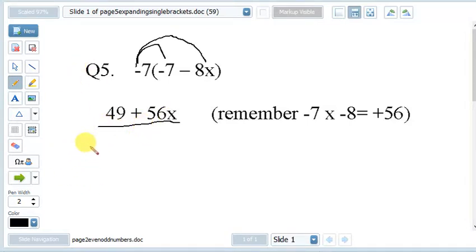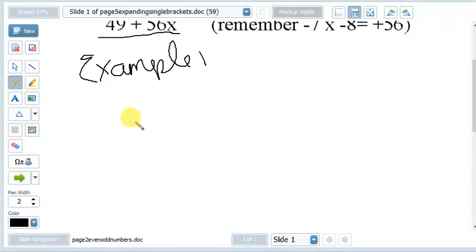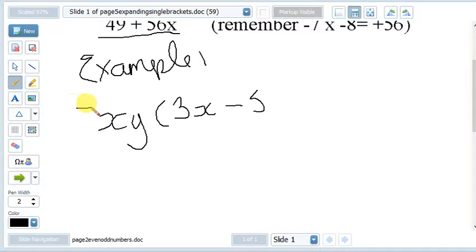Now just another quick example. Okay, so if we have, say, 7xy times 3x minus 5, we'll make it 7, minus 7y squared. It's really difficult drawing a 2. I'll do that again.